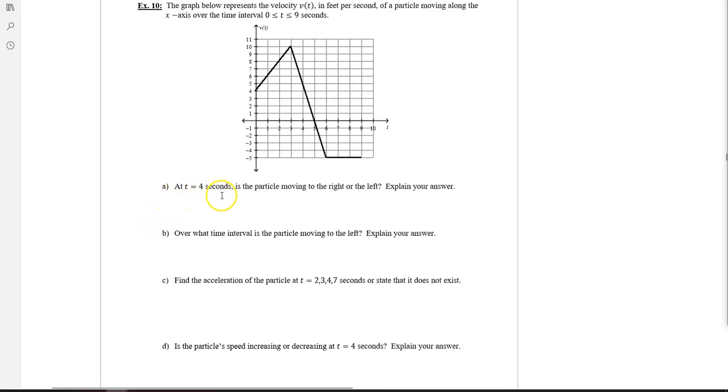So, again, let's take a look at this graph. At time t equals 4 seconds, so here's t equals 4, is the particle moving to the right or to the left? Again, remember we are looking at the graph of the velocity here. So take a couple seconds there and think about that. On the graph, is the particle moving to the right or to the left? And be prepared to explain your answer. I'll call on someone here, so take yourself some time.